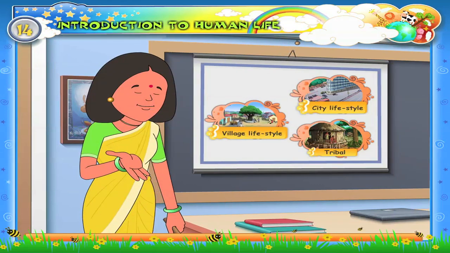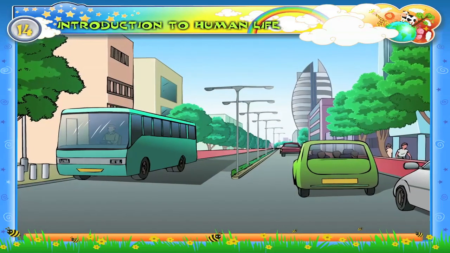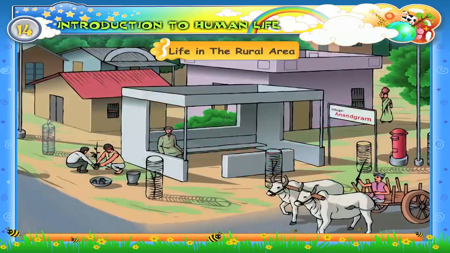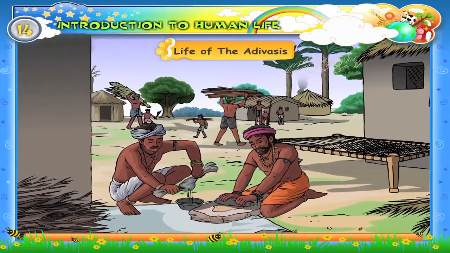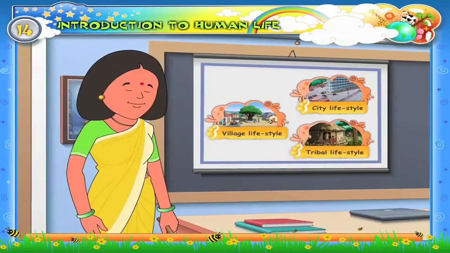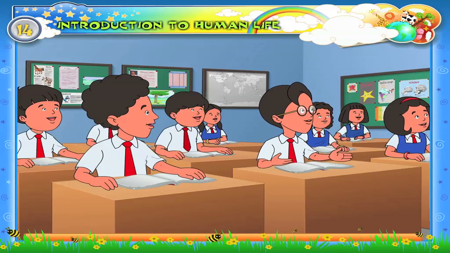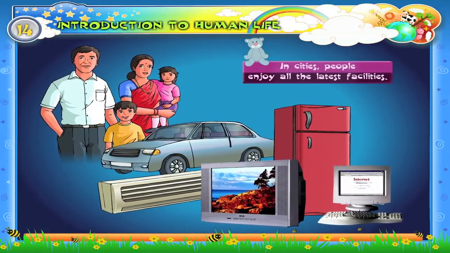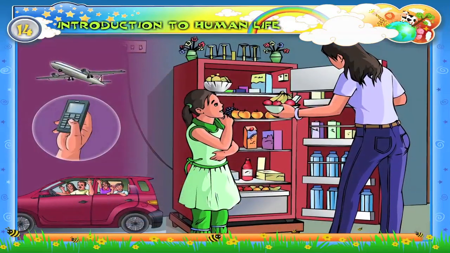Based on the natural surroundings, human life can be divided into three categories. They are: 1. Life in the urban area, 2. Life in the rural area, and 3. Life of the Adivasis. Let us start with life in the urban area. What are urban areas? Cities are known as urban areas. In cities, people enjoy all the latest facilities. They live a modern life.